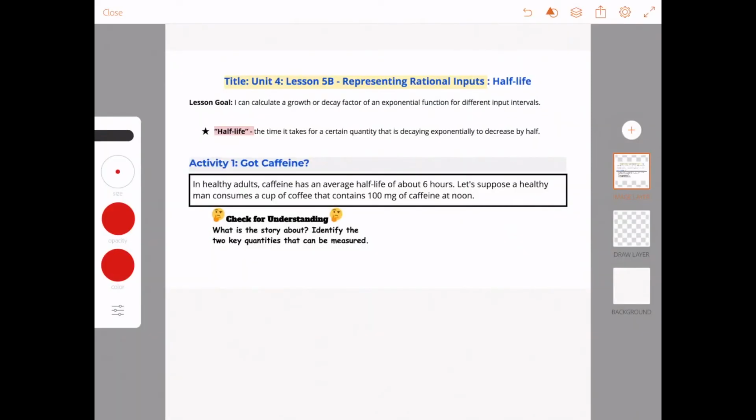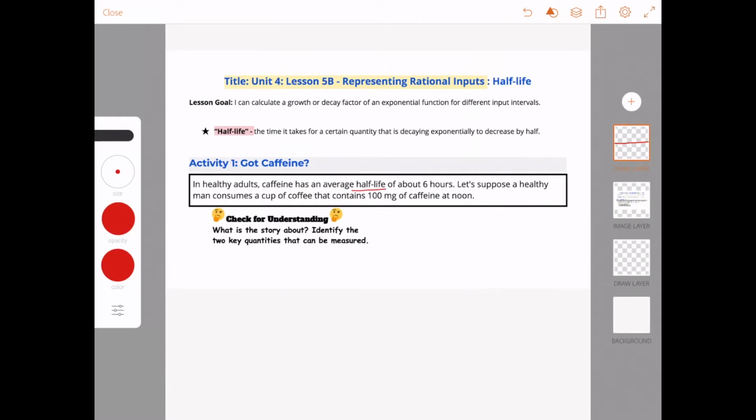Today we're going to be talking about half-life, which is the time it takes for a certain quantity that is decaying exponentially to decrease by half. So for Activity 1, Got Caffeine, we're talking about how caffeine has an average half-life of about 6 hours.